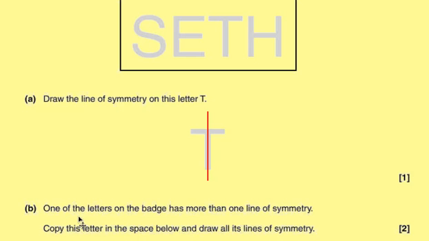Now part B, one of the letters on the badge has more than one line of symmetry. Copy this letter in the space below and draw all its lines of symmetry. So we can see from here that S doesn't have any line of symmetry, neither vertical or horizontal. E has only a horizontal line of symmetry. T has one vertical line of symmetry. Now H has both a horizontal and a vertical line of symmetry.